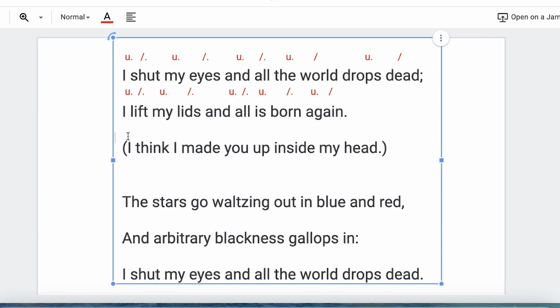All right, let's go do another line here. So I think I made you up inside my head. Very rhythmical again. So I think I climb up here. I made you up. The up even, it goes up with the rhythm.